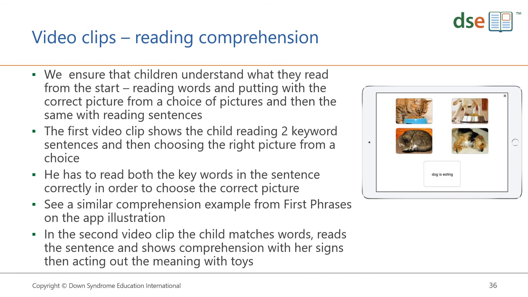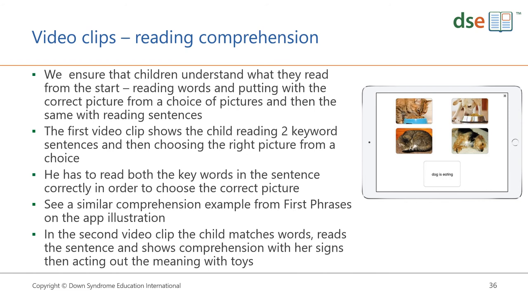Now, the first video clip you're going to watch shows the child reading two keyword sentences. The boy is swimming or the girl is drinking are the kinds of examples. And then choosing the right picture from the choice. He has to be able to read both keywords and process the sentence correctly in order to choose the correct picture. And the screen on this slide illustrates that.